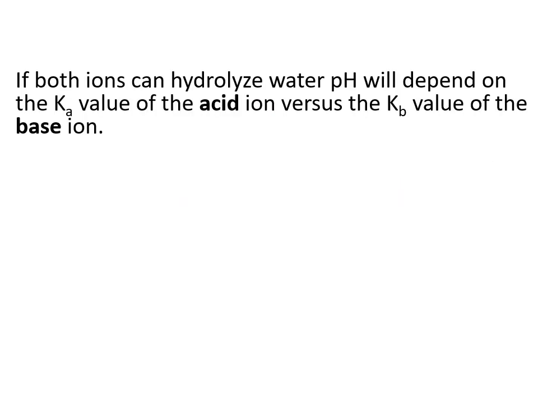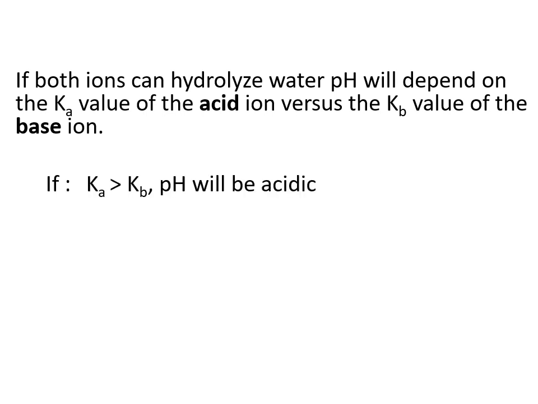So if both ions can hydrolyze water, the pH will be determined by who's better at doing it. We saw some examples where sometimes the cation can do it, like with ammonium, and sometimes the anion can do it, with acetate we saw that happening. So what happens if they both can do it? Then it's just going to be a matter of comparing who's better at hydrolyzing water.